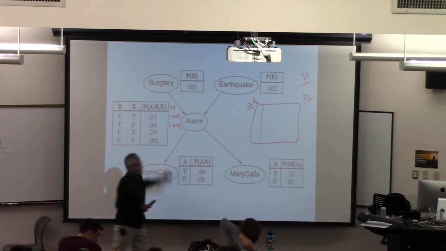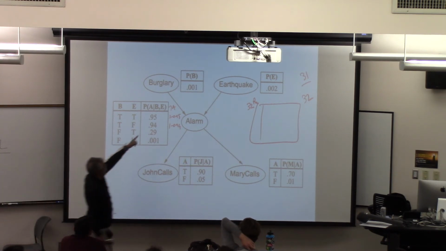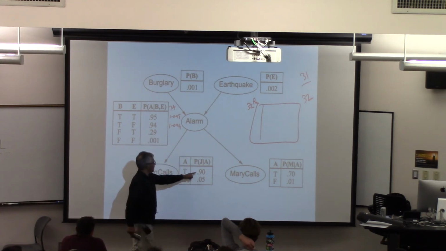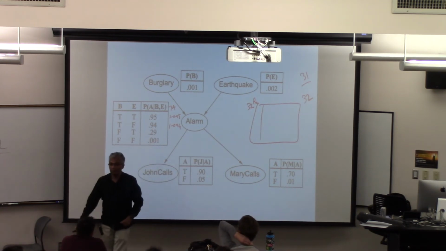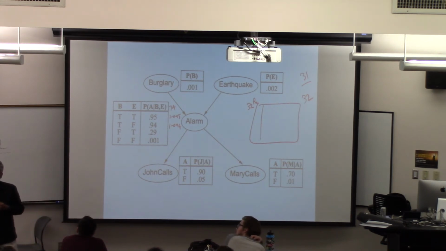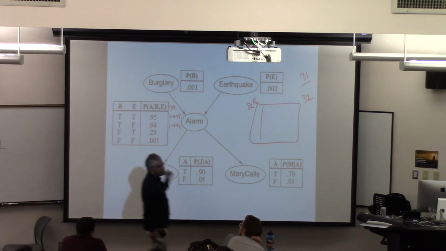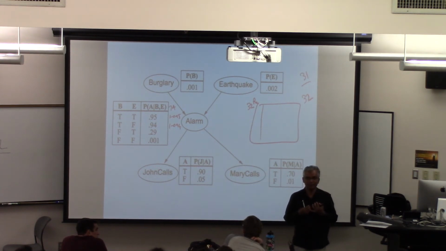How many numbers do I have to give to do this? Add them. 1, 2, 3, 4, 5, 6, 7, 8, 9, 10. Instead of 32, I gave 10. And I still have a joint distribution. Here's my question. What do you think you should do to this network such that I can give even fewer numbers? We can find a conditional probability.